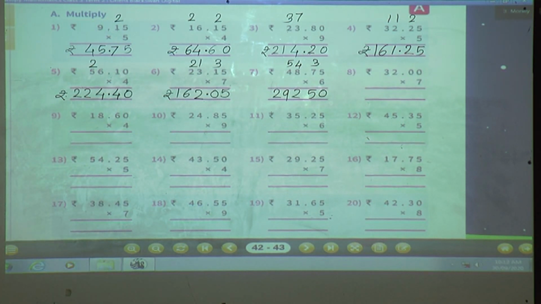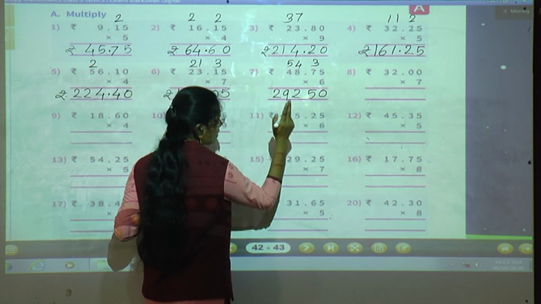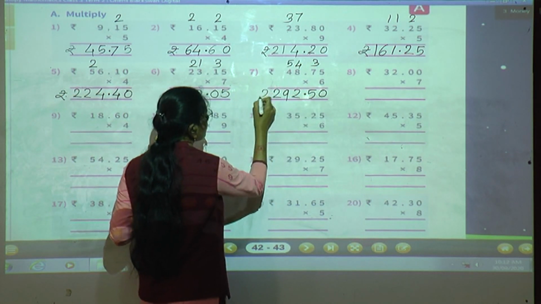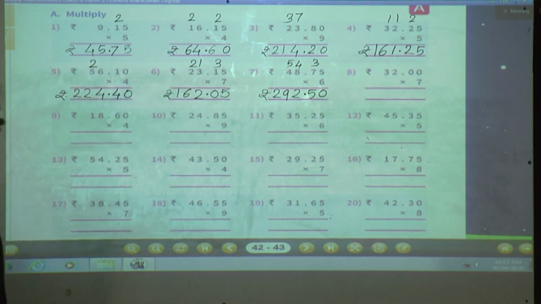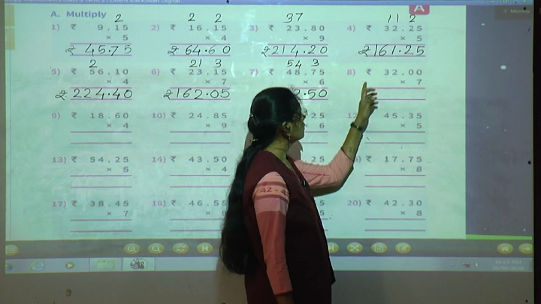Where will you give the dot? From the right side, before the second digit we have to give the dot. So which one is the second digit from the right side? Yes, 5 is the second digit. So before 5 we have to give a dot. So what is the answer? Rupees 292.50. Okay. Now we'll move to the next example, that is the 8th one.